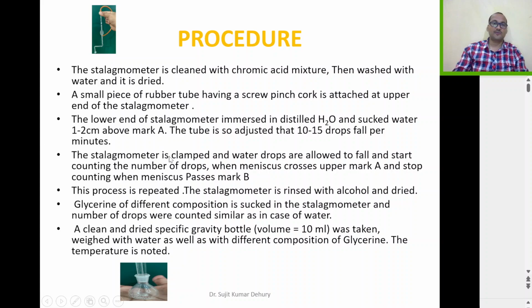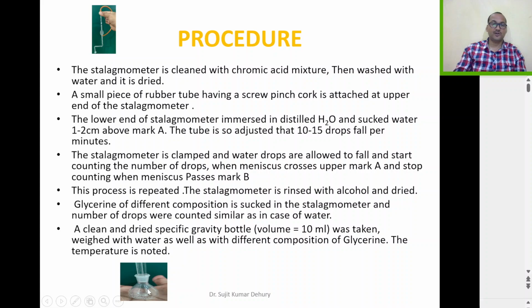Then again this stalagmometer is clamped and water drops are allowed to fall, and you start counting the number of drops when the meniscus crosses this upper mark A, and stop counting when the meniscus passes the mark B at the bottom. This process is repeated and the stalagmometer is rinsed with alcohol and dried. Then different percentage compositions of glycerin are sucked up and the number of drops counted similar to the water.